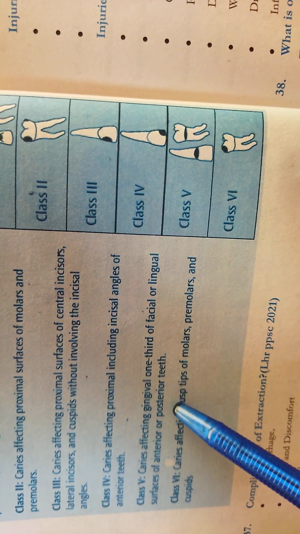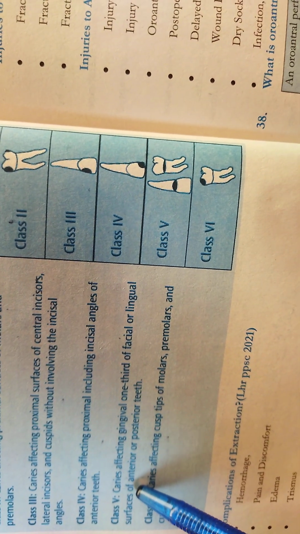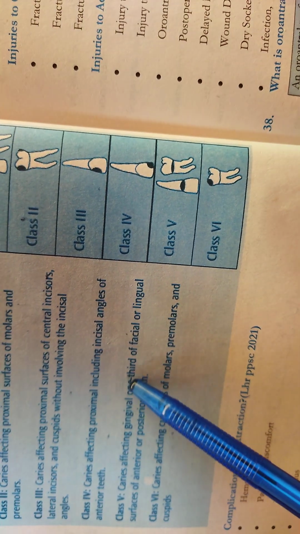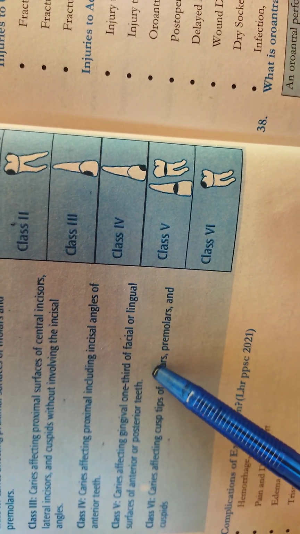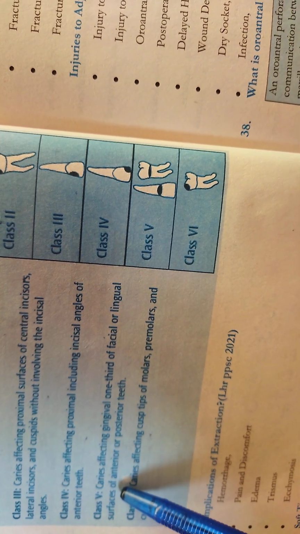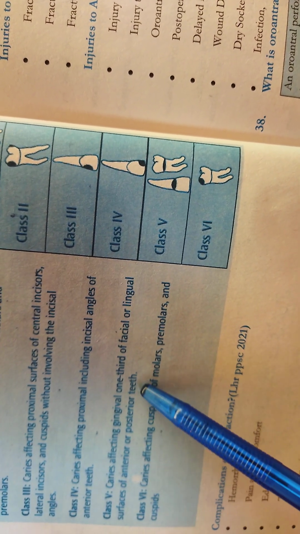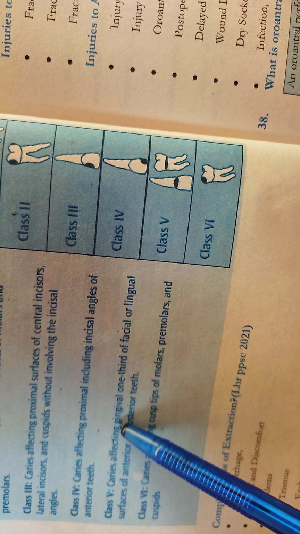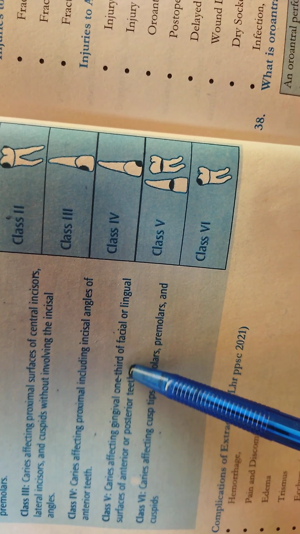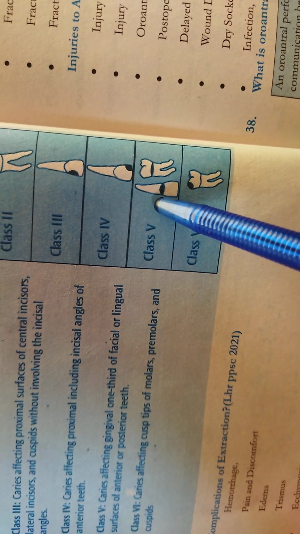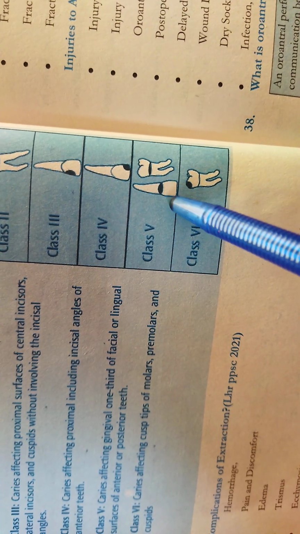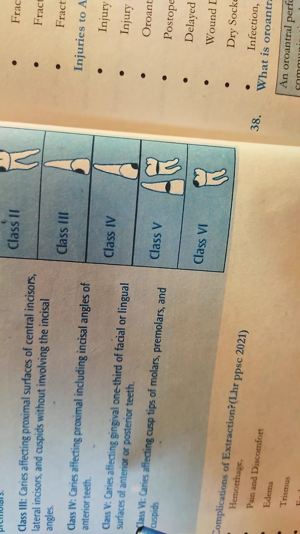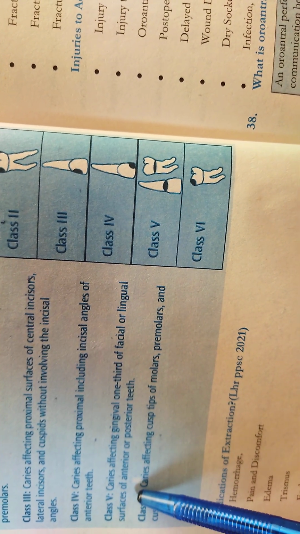Class 5 is the caries affecting the gingival 1/3 of the facial and lingual surfaces of anterior or posterior teeth. If the caries affects the gingival 1/3 of the facial and lingual surfaces of posterior and anterior teeth, that is Class 5.